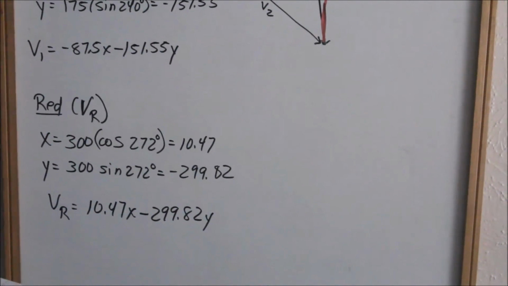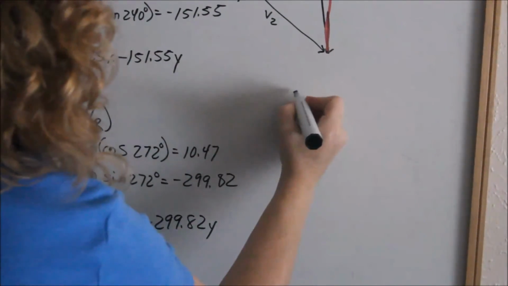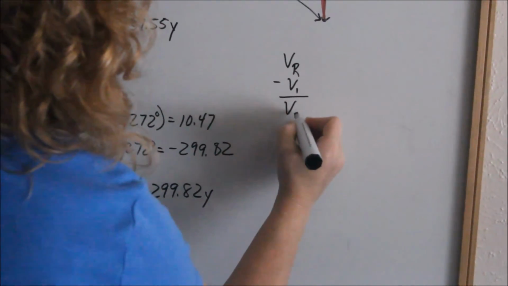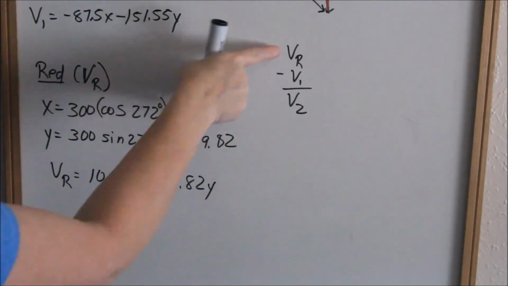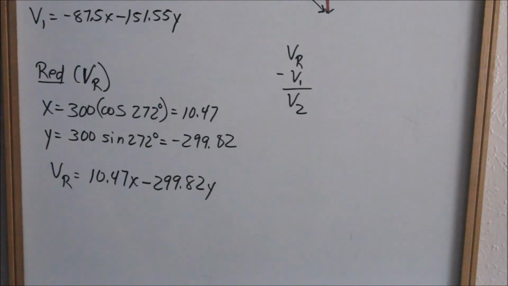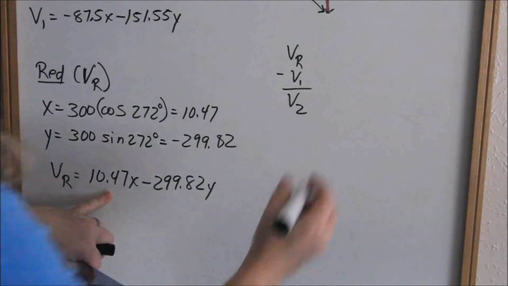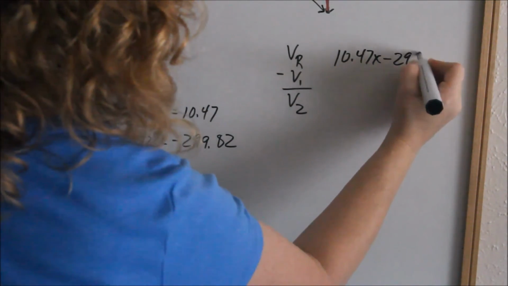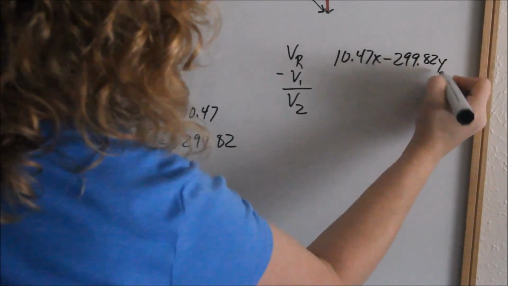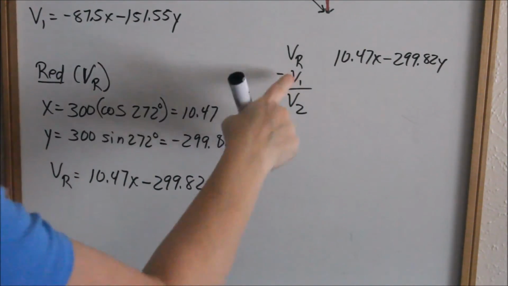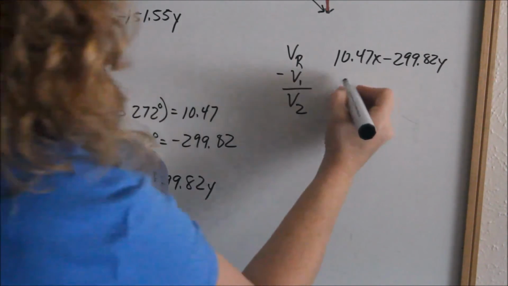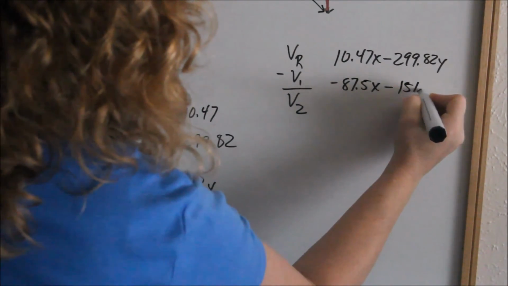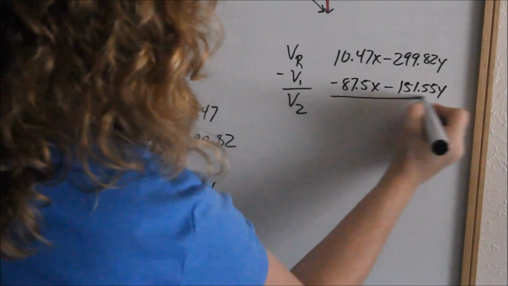Okay? So how do I get the second vector? I take the resultant minus the first vector, and that gives me the second vector. So it's important to write them in the correct order: the resultant minus the first. So I need to write the resultant first, which is 10.47x, and then down in the y direction. Then my vector 1 was negative 87.5x minus 151.55y.